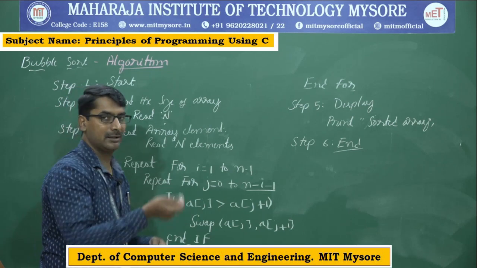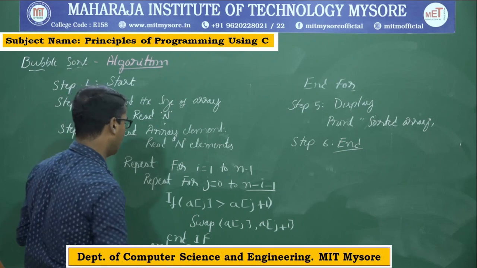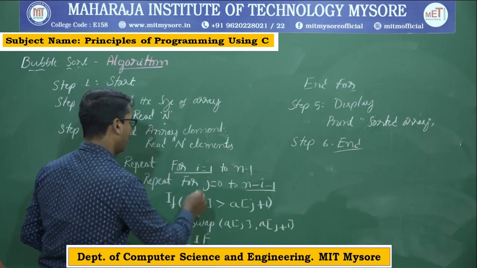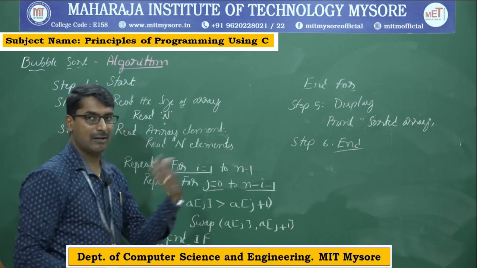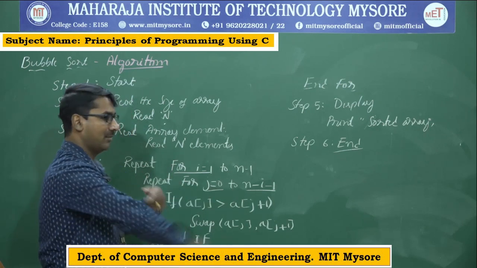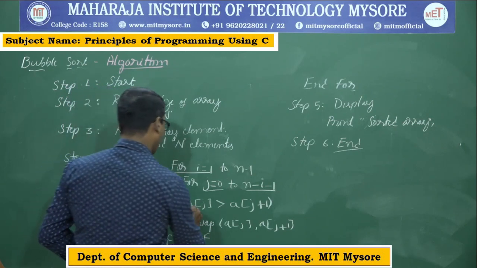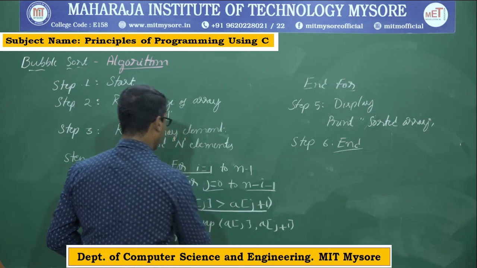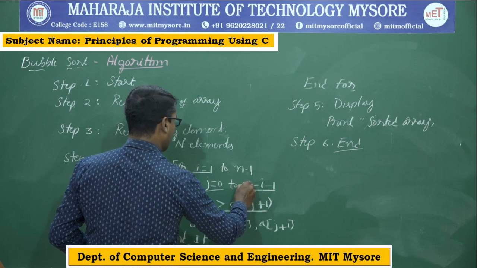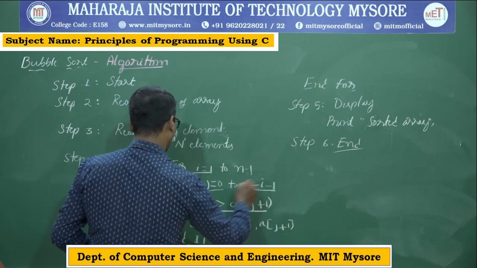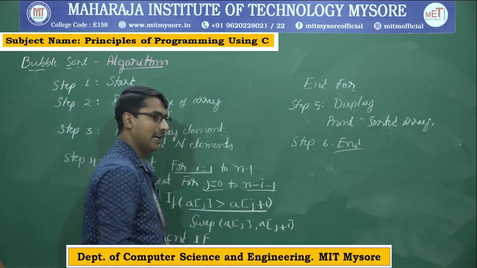So in order to compare element by element, we need a nested for loop. Here one loop is the outer for loop, i for the number of iterations, and j for the number of comparisons. So first we compare the elements. So for i is equal to 1 to n minus 1, for j is equal to 0 to n minus i minus 1. After that we compare a of j greater than a of j plus 1.